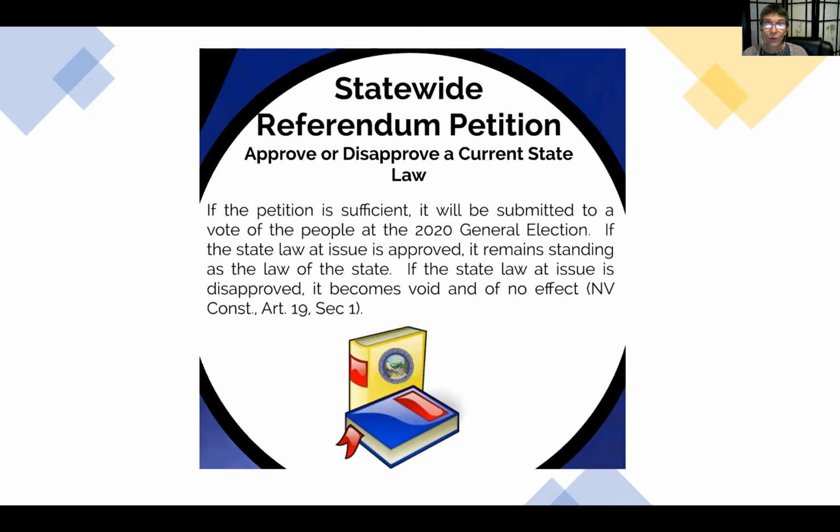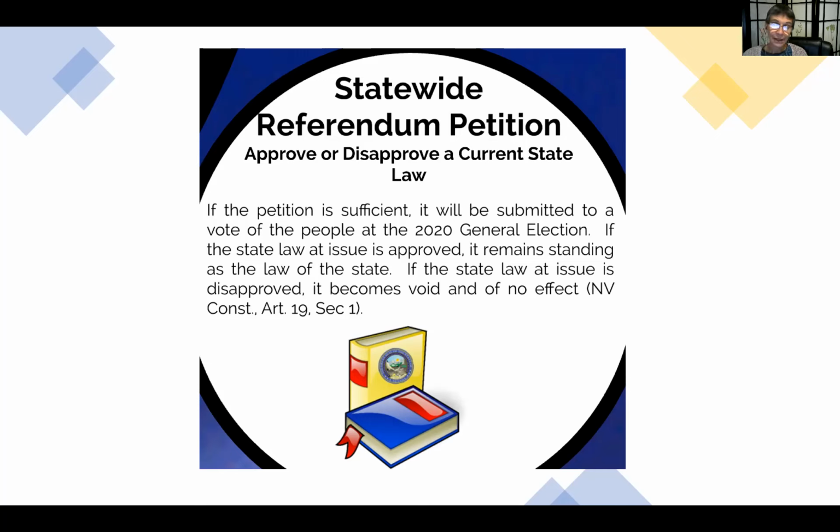If you have a statewide referendum petition, you approve or disapprove a current state law. If the petition is sufficient, it's submitted to a vote of the people in the next general election. If the state law at issue is approved, it remains standing as the law of the state. If the state law at issue is disapproved, it becomes void and of no effect.